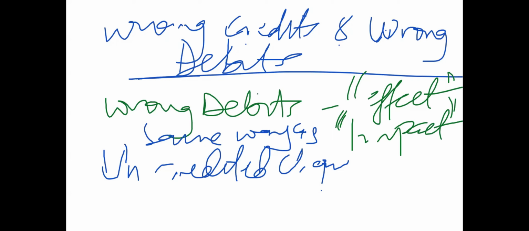Now, for wrong credits, when we look at wrong credits, it means that the bank has given money into your account. The bank has put money into your account without your knowledge. In other words, they have given you someone's money to your account, and your account balance has increased, or it has gone up unnecessarily.